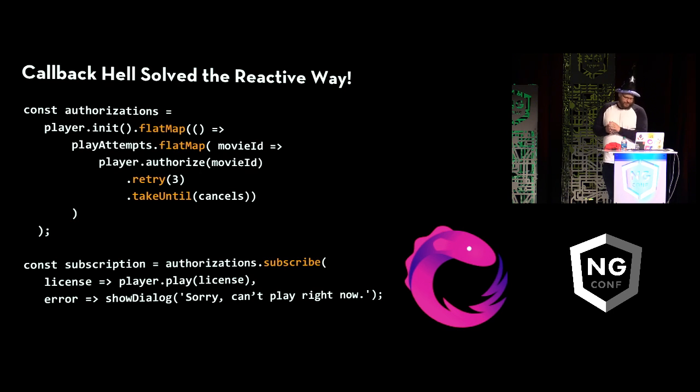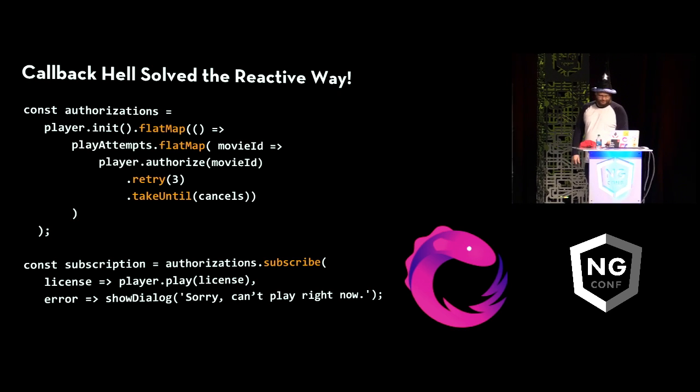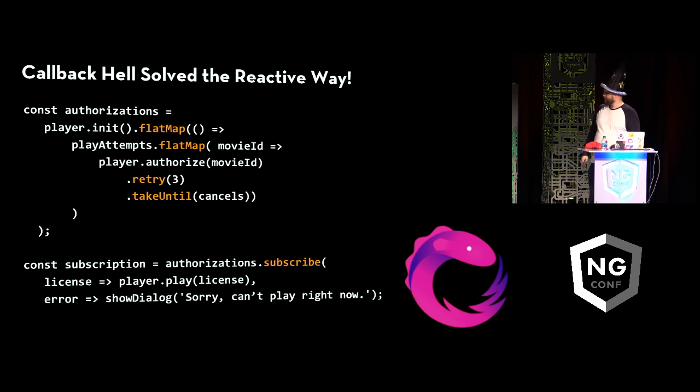Anyways, so callback hell we can actually solve in a very reactive way instead. So when we think about flat map or something like that, we're really talking about chaining one observable or one continuation to another. So don't really think too hard about it just yet. But the idea here is that we're initializing it, taking the player attempts with the movie ID, authorizing it, trying it 3 times, and then take until cancel. So for example, halfway through, and it's taking a really long time on my network, I can hit the cancel button. Suddenly it goes away. Everything in terms of its initialization and everything else just goes away.